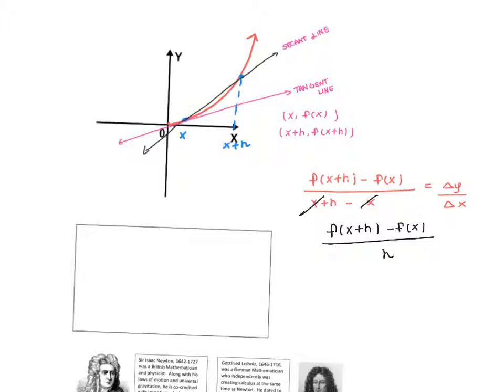And you get this. That's called a difference quotient in and of itself. That's called a difference quotient. But you don't need to know that term. That's the slope of the secant line.